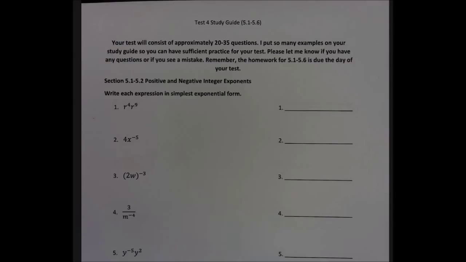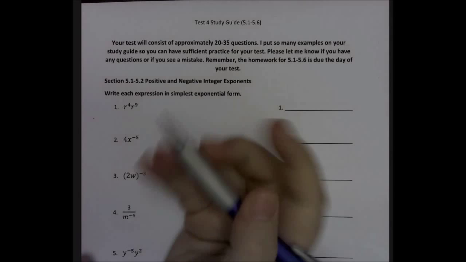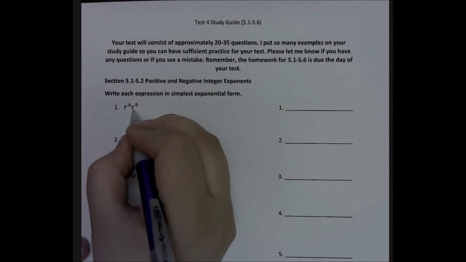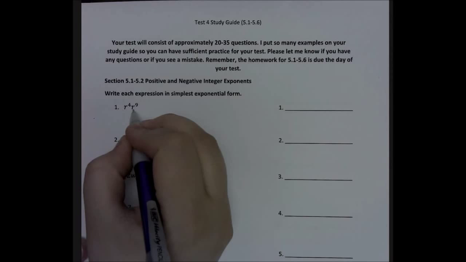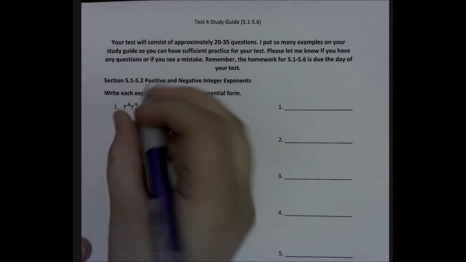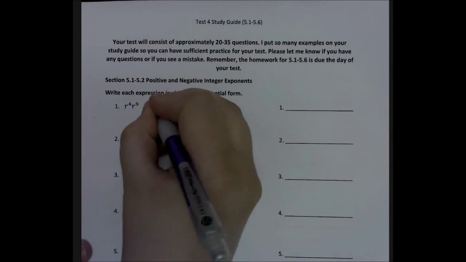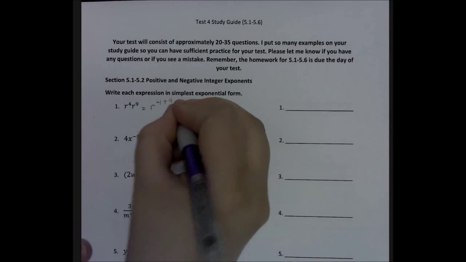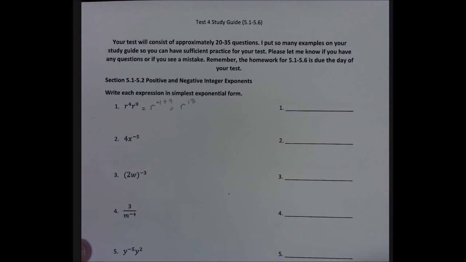Okay, so write each expression in simplest exponential form. So we have to look and see what's happening with our bases. So since we are multiplying our bases, we are going to add our exponents. So that would be r to the 4 plus 9, which is r to the 13.